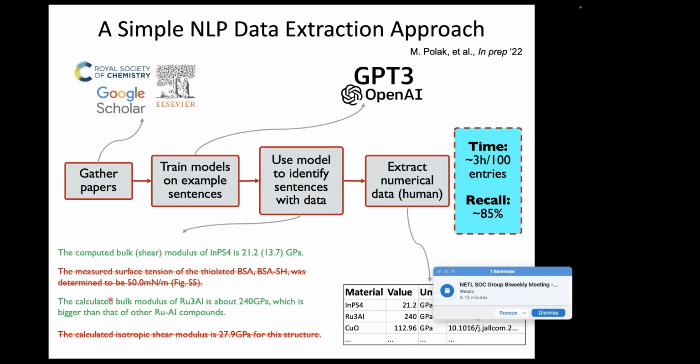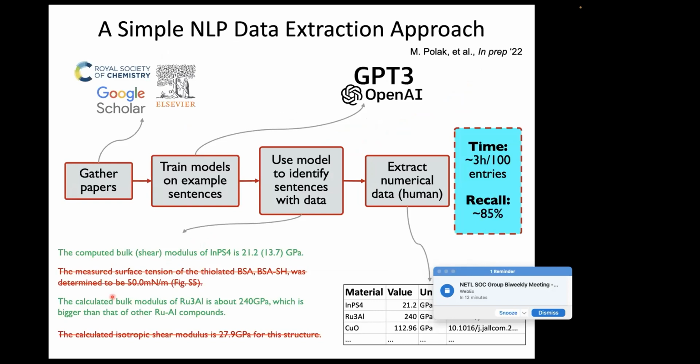So what we do is we basically take GPT-3, we gather maybe 5,000 or so papers with standard searches for some property we might care about. For example, something like area-specific resistance or something like that.